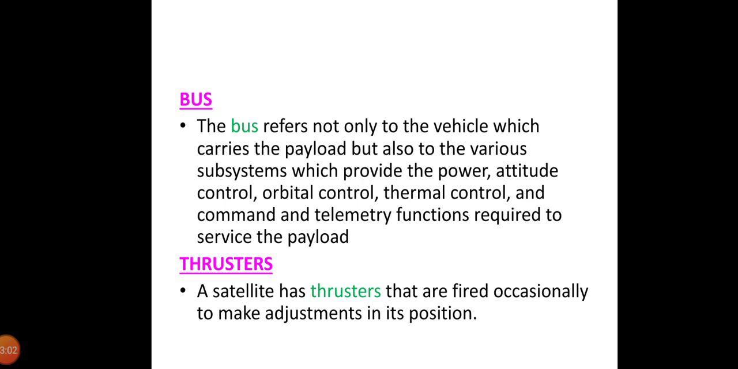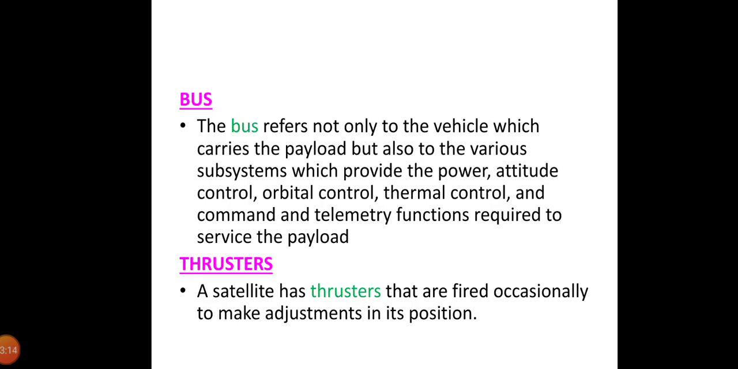Thrusters are fired occasionally to make adjustments in the satellite's position. So a satellite has thrusters to fire occasionally. And in a communications satellite, the equipment which provides the connecting link between the satellite's transmit and receive antennas is the major component, and that is what is called a transponder.